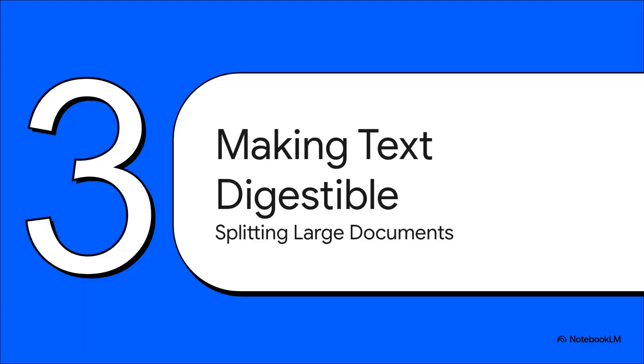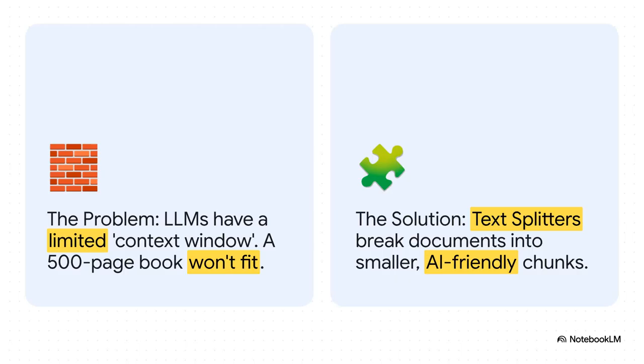All right, so we've loaded our document. Awesome. But now we hit our second problem. Shoving a massive document at an AI is like asking someone to drink from a fire hose. We need to make it digestible. See, the issue here is something called a context window, which is basically the AI's short-term memory. It can only focus on a certain amount of text at one time. A 500-page book? Yeah, that's just way too big. The solution? We use LangChain's text splitters to break that book down into smaller, bite-sized, AI-friendly chunks.